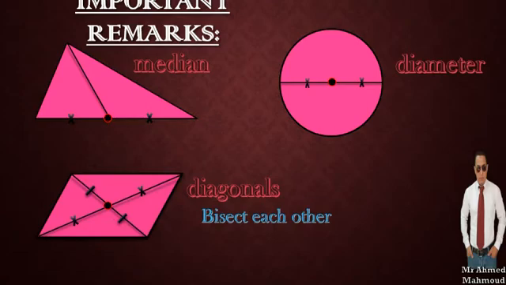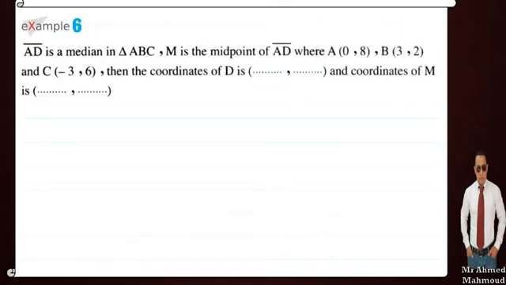let's solve the figures by using the midpoint. In example 6, if AD is a median of triangle ABC and M is the midpoint of AD, where A equals 0, 8, B equals 3 and 2, C equals negative 3 and 6, what are the coordinates of D and what are the coordinates of M?